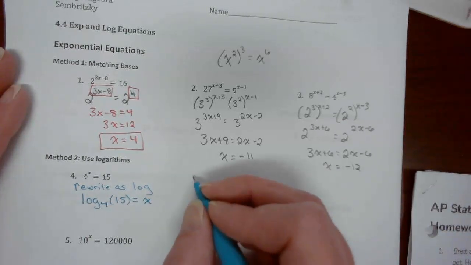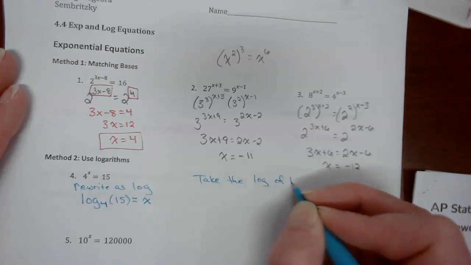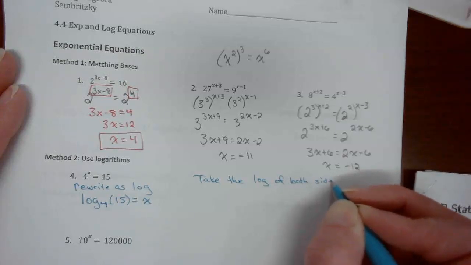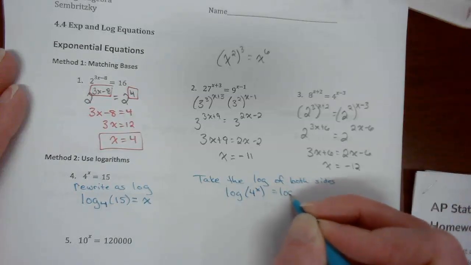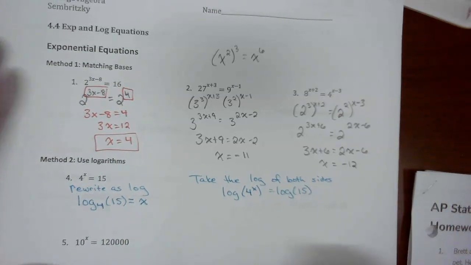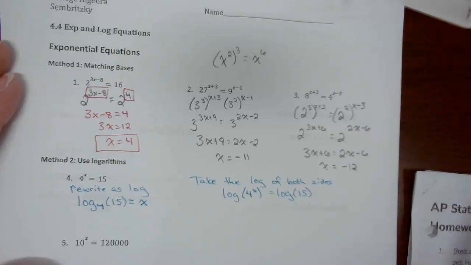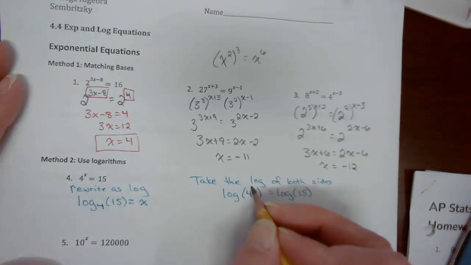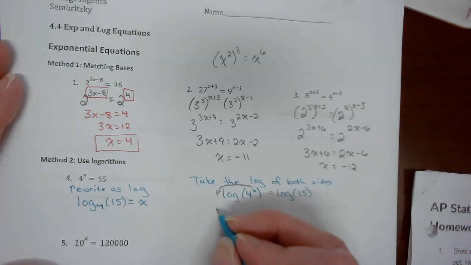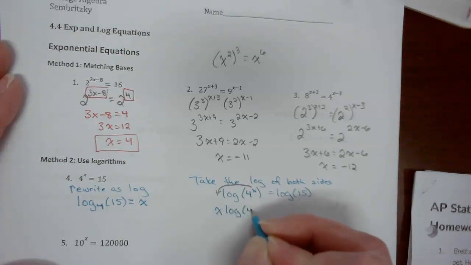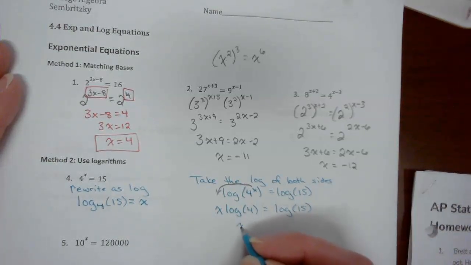Now, the other way you can do it is to take the log of both sides. Now, you say, well, that's crazy because the x is still in the exponent. But wait, no, it's not. Because when it's inside a logarithm, the exponent can move to the front and become a coefficient. Then all I'd have to do is divide.